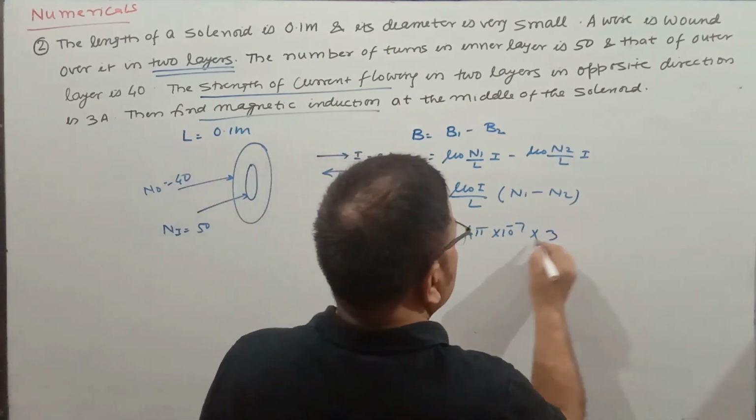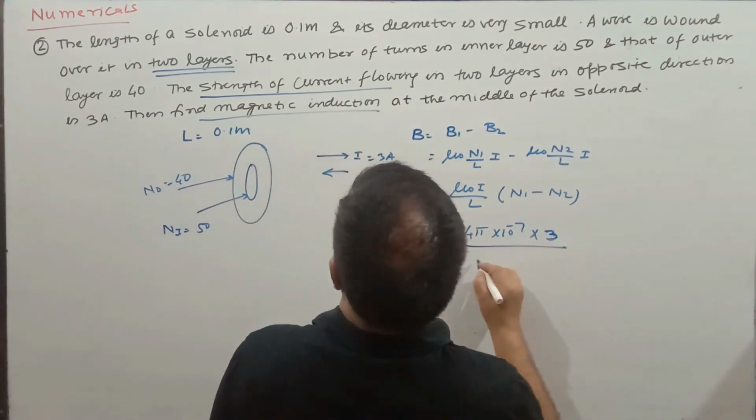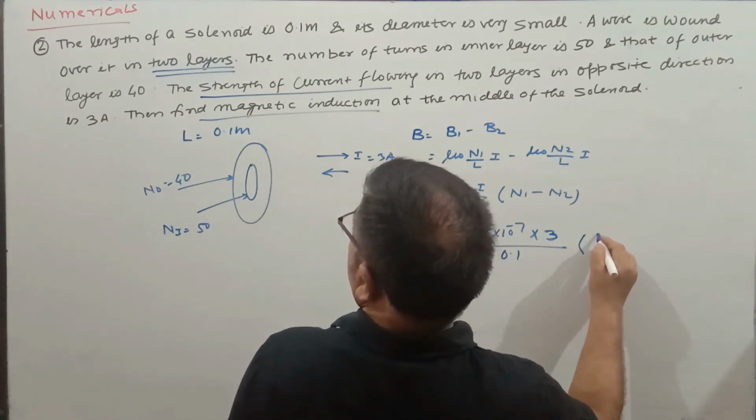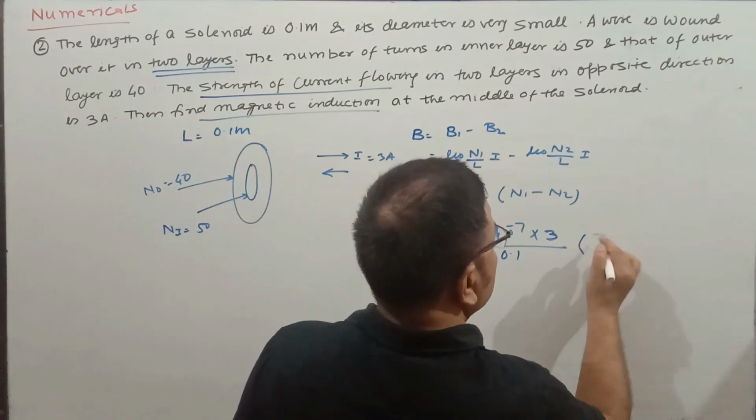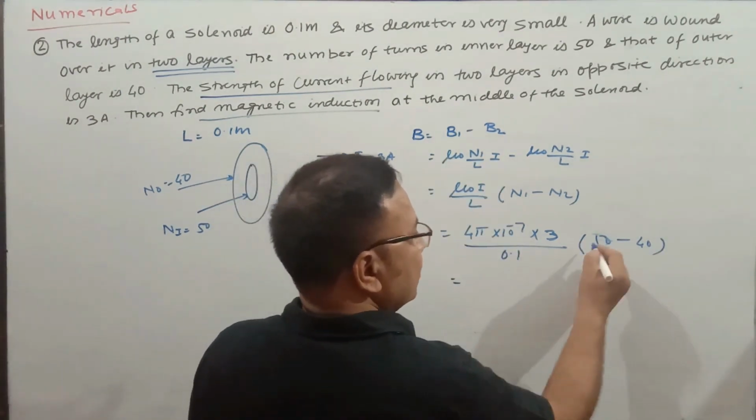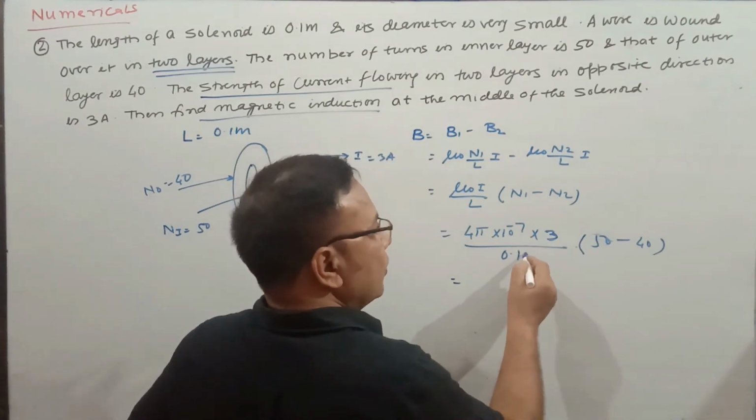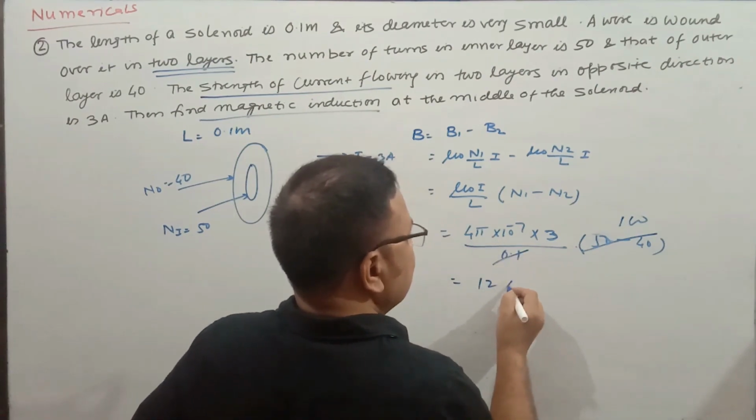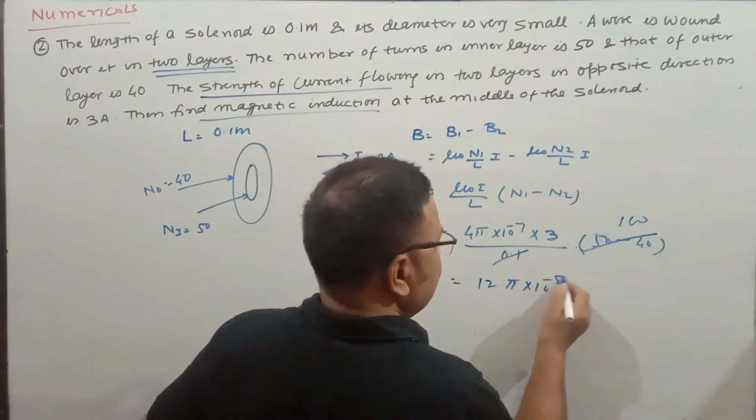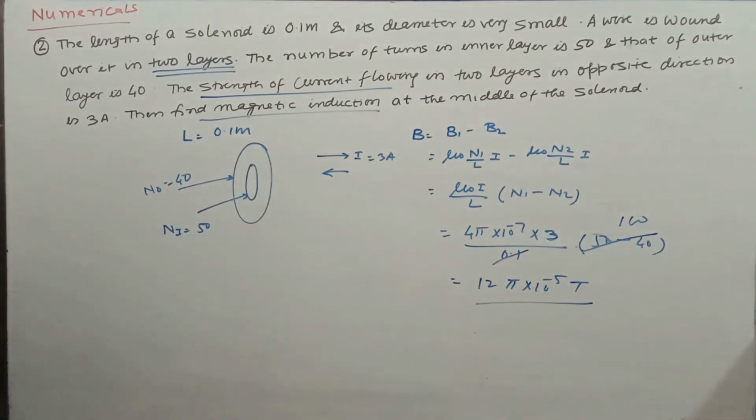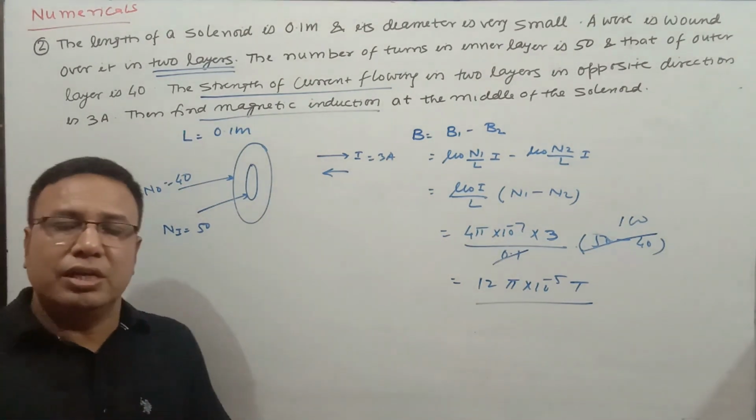So that is 3 divided by L. The length given is 0.1 meter. N1 is 50, and N2 is 40. So this 0.1 with 10 is going to be 100, and 4 3s are 12 pi into 10 to the power minus 5 Tesla. That is the answer. So this is the second question, and in the next class we are going to do the toroid or endless solenoid.